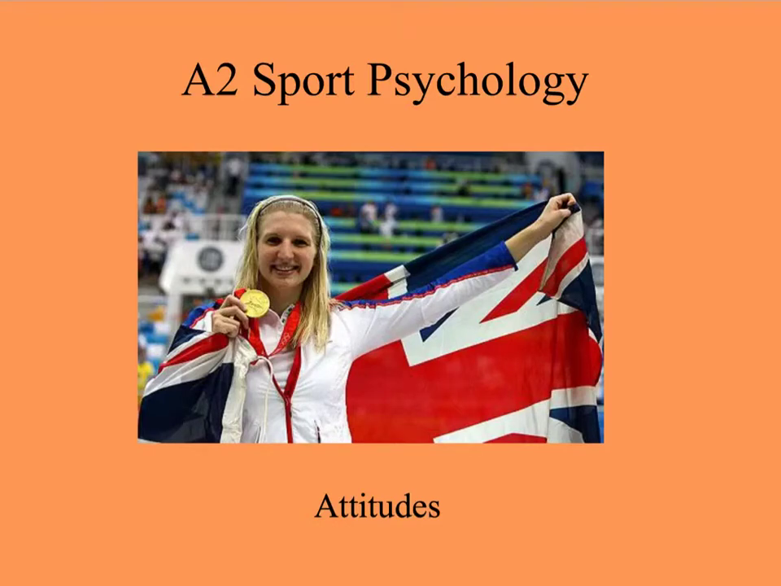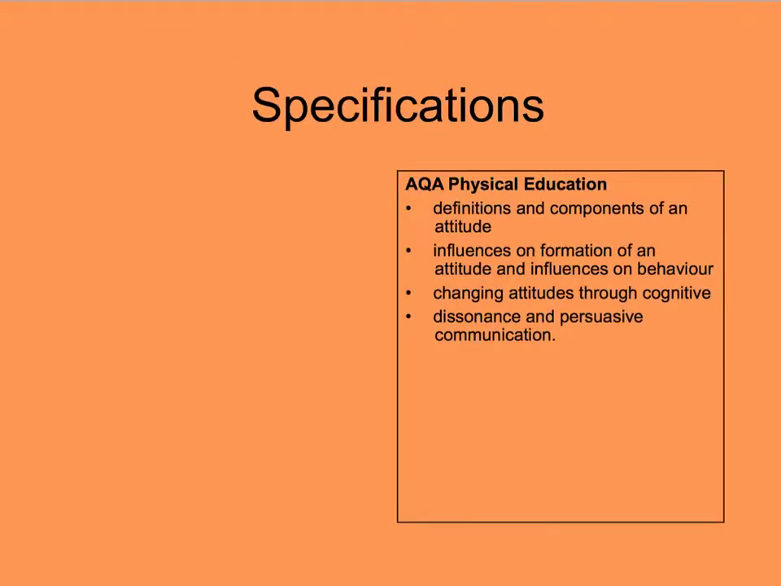Attitudes in sport. We need to know about the different parts of an attitude, how attitudes are formed and how that can influence behaviour, and then how we can change attitudes. So there will be the three main kinds of questions. So changing attitudes through the two main techniques, which is cognitive dissonance and persuasive communication.